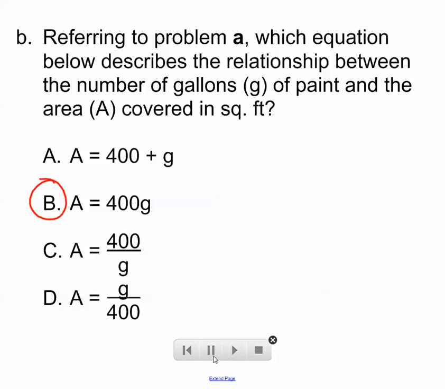It's 400 times the number of gallons. Okay, 1 gallon covers 400. 2 times 400 is 800 because 2 gallons covers 800. 3 times 400 is 1,200 because 3 gallons covers 1,200 square feet.